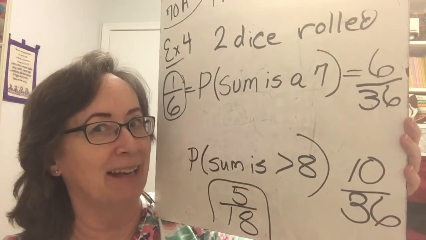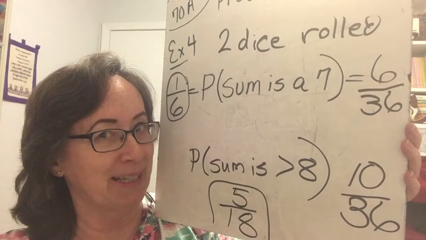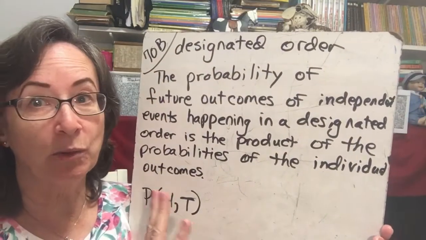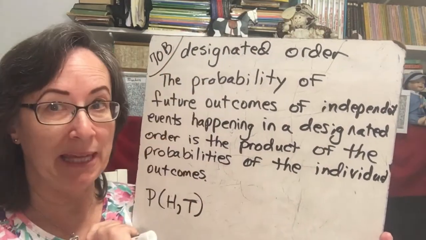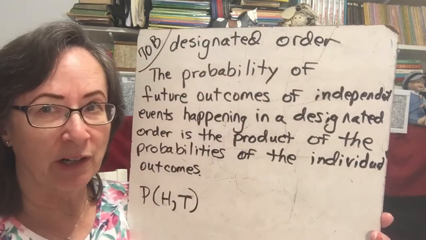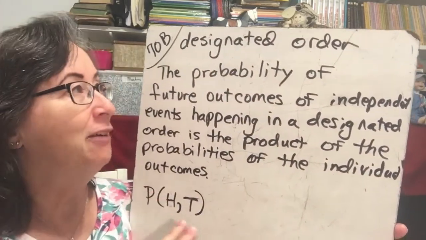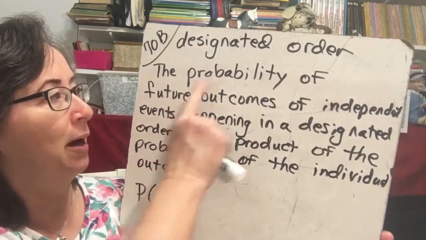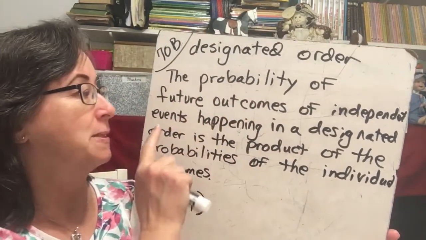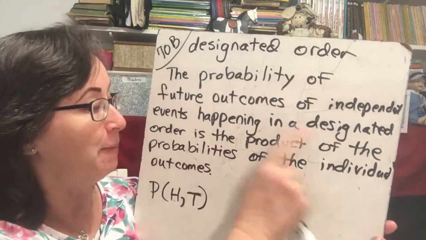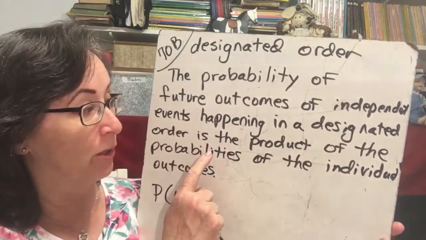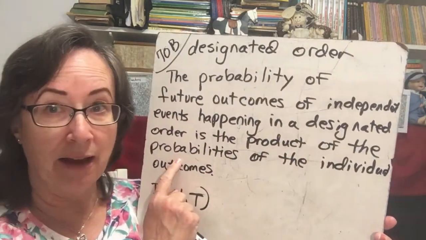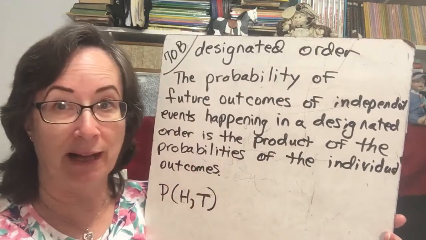It is fun and easy to figure out probabilities. Okay, so here we're talking about 70B, designated order. Does it matter if we specify the order? And the answer is yes. The probability of future outcomes of independent events happening in a designated order is the product of the probabilities of the individual outcomes.